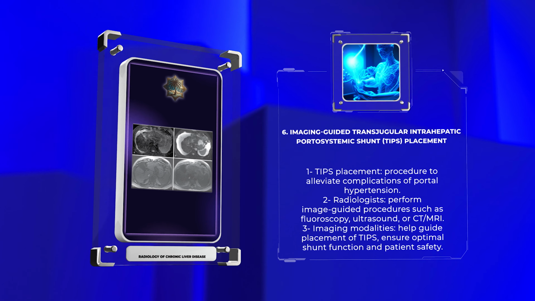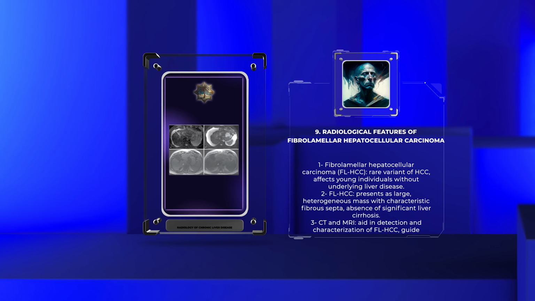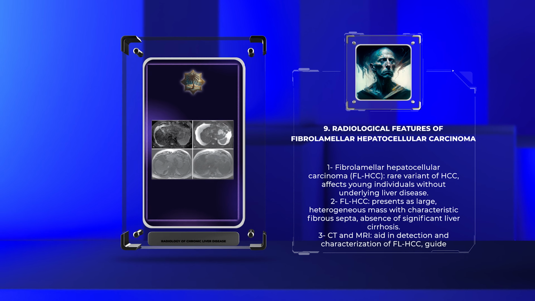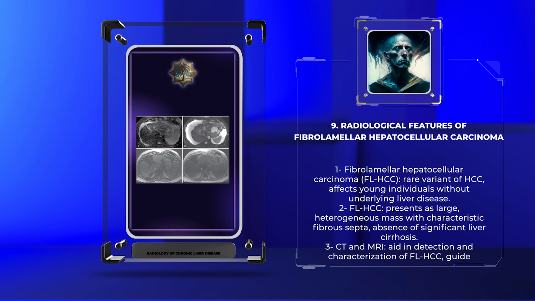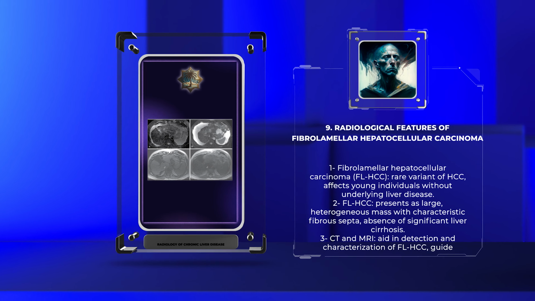treatment. Fibrolamellar hepatocellular carcinoma, FLHCC, is a rare variant of HCC that often affects young individuals without underlying liver disease. On imaging, FLHCC typically presents as a large, heterogeneous mass with characteristic fibrous septa and absence of significant liver cirrhosis. CT and MRI can aid in the detection and characterization of FLHCC, guiding treatment decisions and prognosticating patient outcomes.